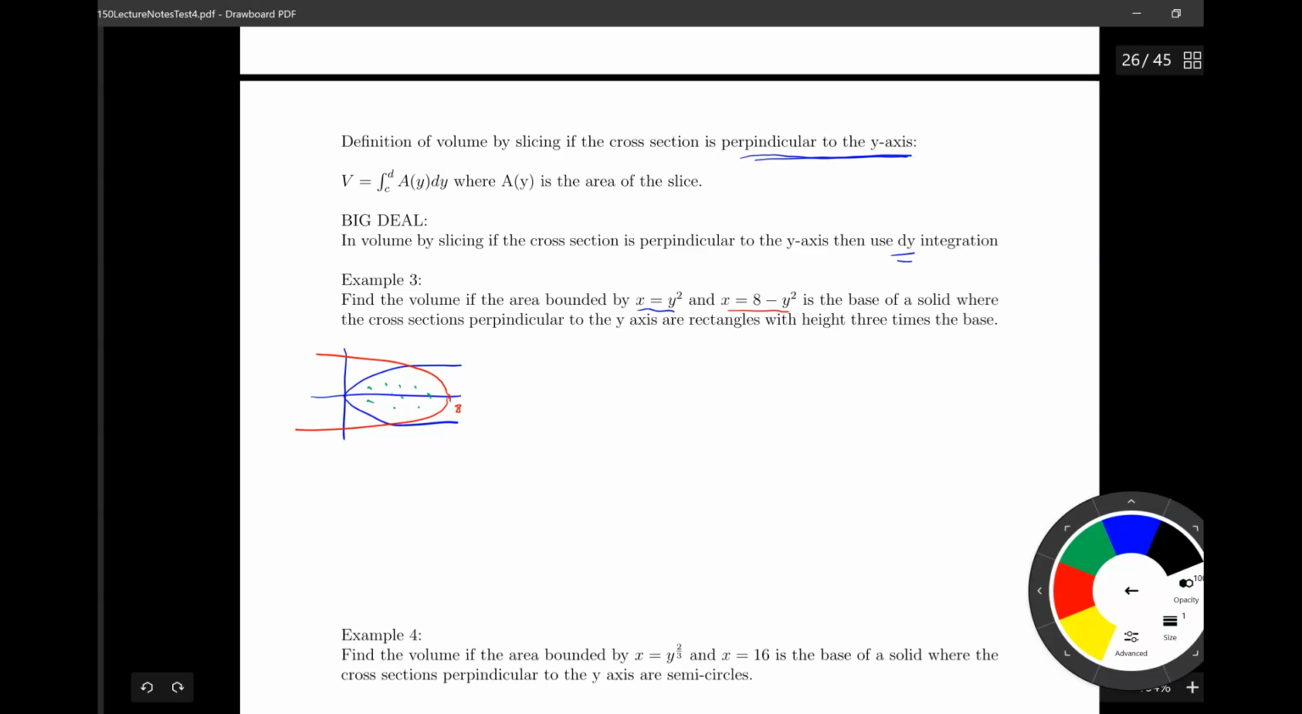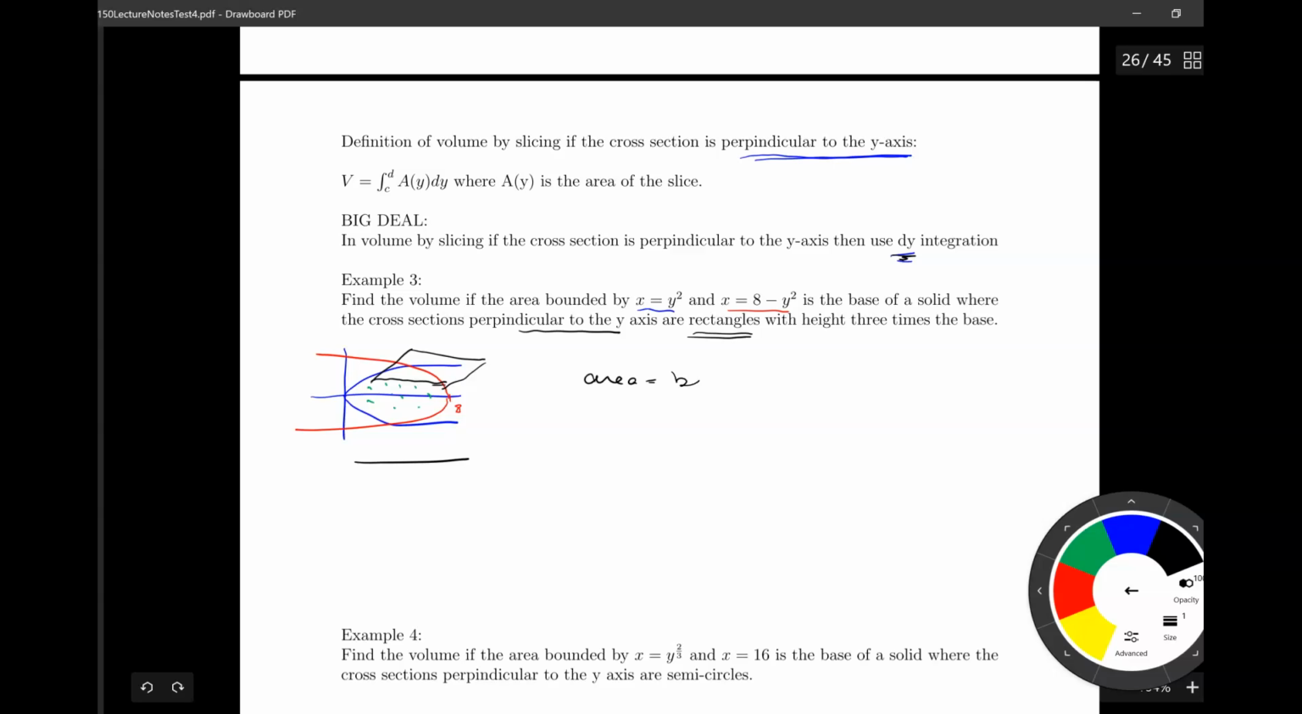And when I take slices perpendicular to the y-axis, that means slices are this way, and that means I must use dy integration. The shape of the slice are rectangles. So there's taking a slice, so there's a rectangle popping up out of the base. So let's go find the area of the rectangle.